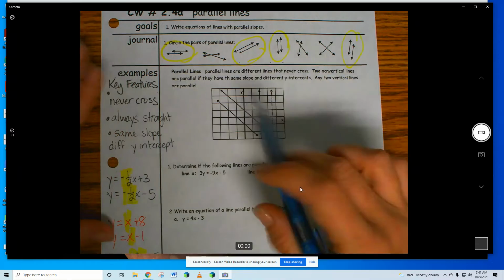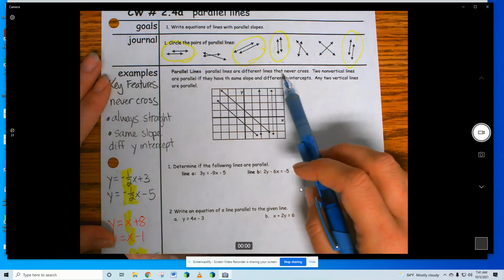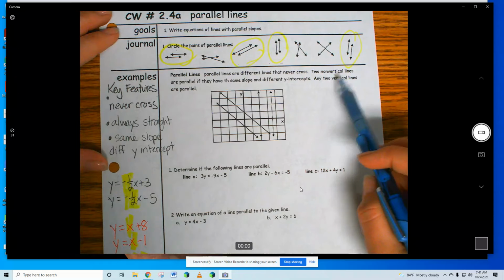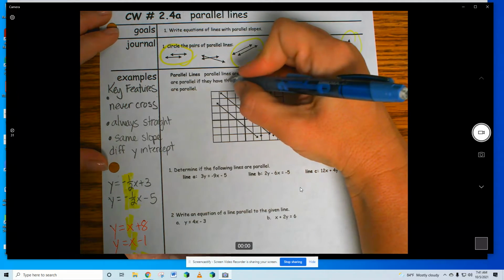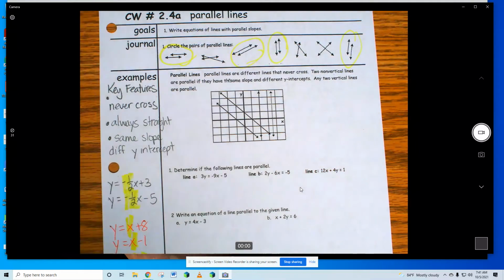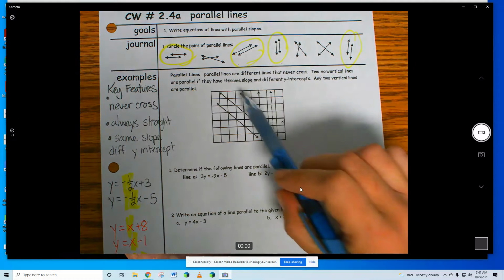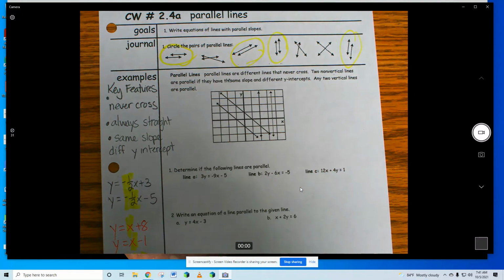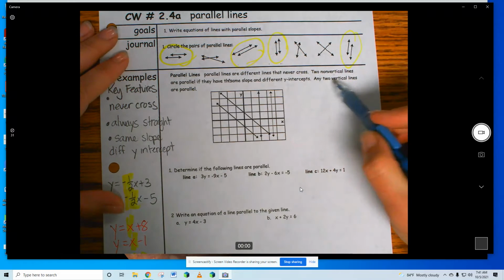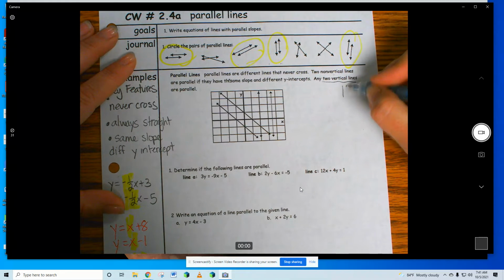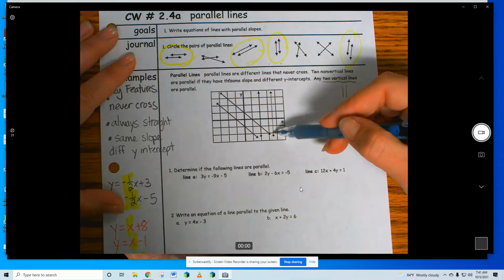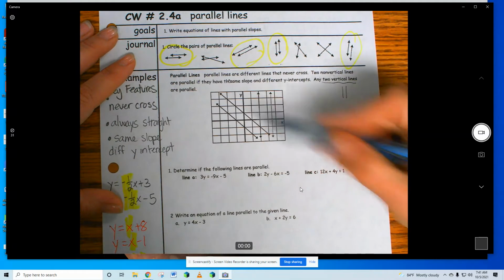Okay, let's talk. Parallel lines are different lines that never cross. 2 non-vertical lines are parallel if they have the same slope, and different y-intercepts. Any 2 vertical lines are parallel. So gentlemen, if the lines tilt, then they're going to have the same slope. If they're vertical, 2 vertical lines, they're going to be parallel as well. Like right here, these dotted lines, they're parallel. These slanted lines, they're parallel.